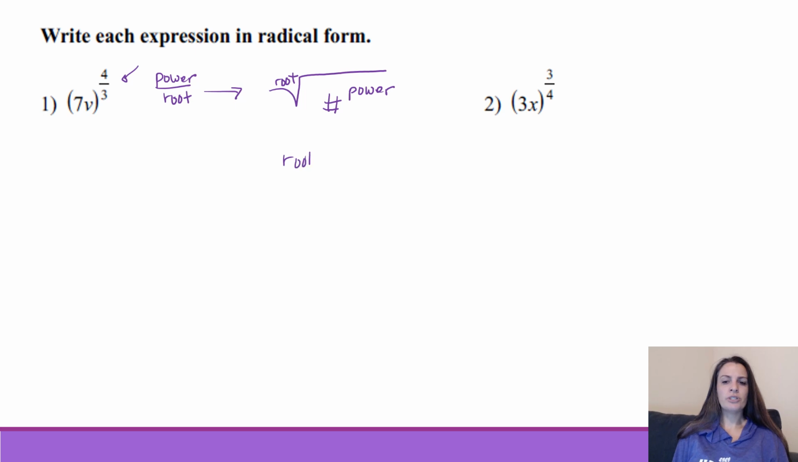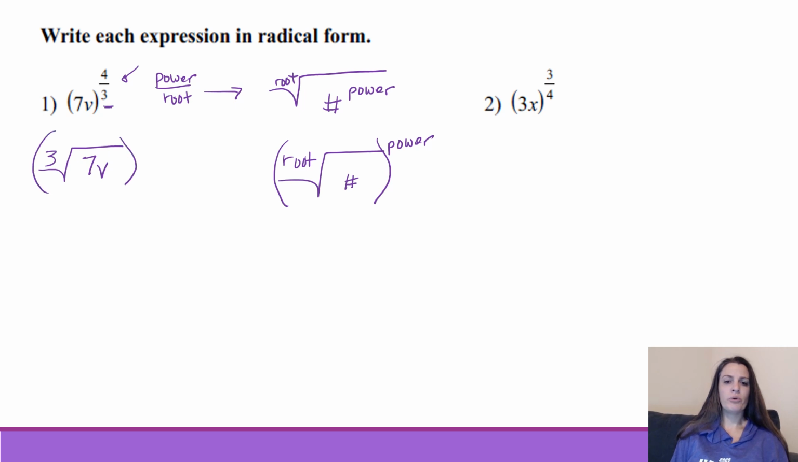Your other option is to still have the root on the outside, but then put everything in parentheses and raise all of that, as long as every single term is raised to that power. So first two examples, they should be pretty easy. We are going to take the third root, or the cubed root, of both 7v and raise them both to the fourth power, so that answer is fine.